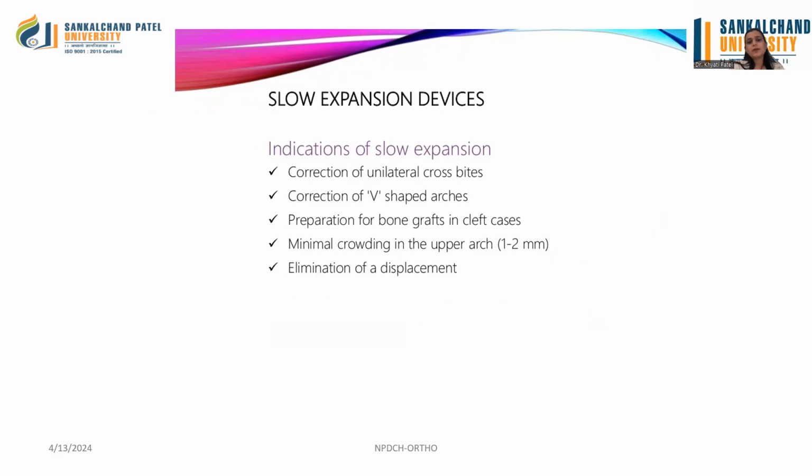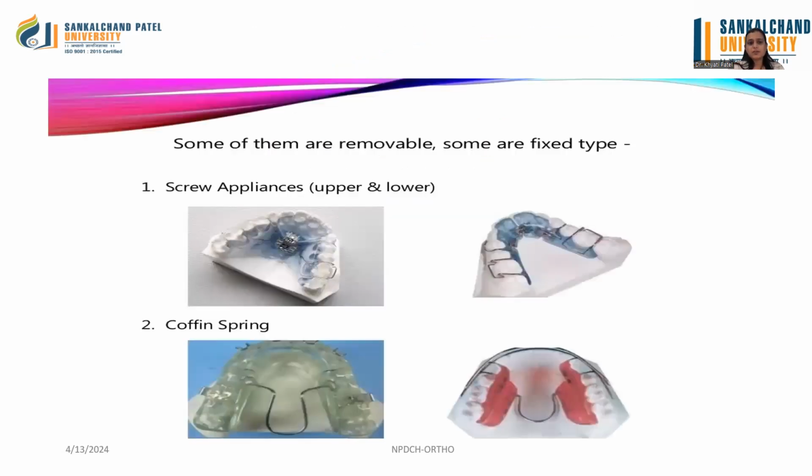Now there is slow expansion. When do we give slow expansion? When we want to correct a unilateral crossbite, when there is a V-shaped arch, when there is minimal crowding in the upper arch, when we prepare the case for bone grafting in cleft cases, for elimination of displacement, and for retention after RME. So these are the normal indications of the slow expansion device.